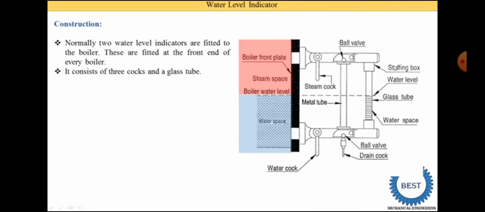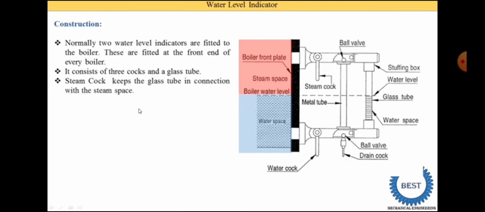The glass tube has the support of a stuffing box. And here 2 ball valves are used. These are used especially for when the glass tube is damaged. At that time these ball valves are used. So we will understand that during the working.